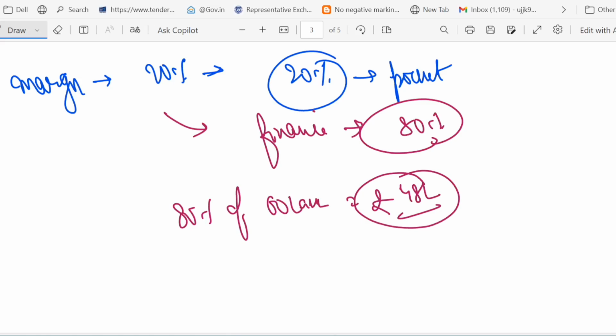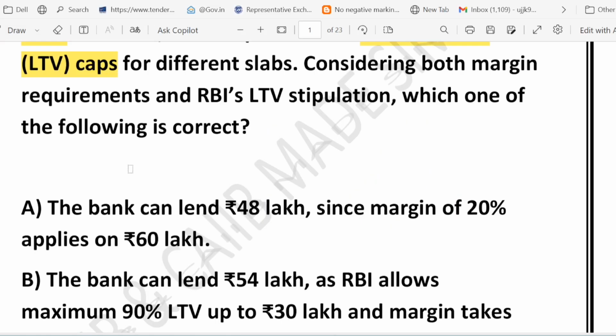Now let's look at the option. The bank can lend 48 lakh since the margin of 20% applies on 60 lakh. So this looks correct from the margin side. But wait, we also have to check the RBI LTV, the loan to value ratio. So option A is half correct, only the margin side, but the RBI rule has not been mentioned. That's why it is incorrect.